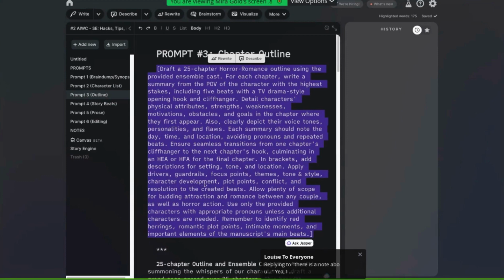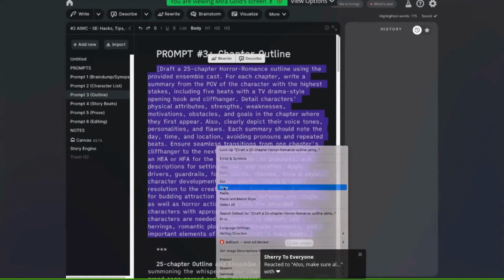I want the character's development, plot points, conflict. I even want the resolution to the created beats. If there's something that needs to be resolved, I want to know when it's resolved. I want that to be very specific in my beats. I want it to use only the provided characters with appropriate pronouns unless additional characters are needed. I want it to remember to identify red herrings, any romantic plot points, intimate points, and any important elements of the manuscript.